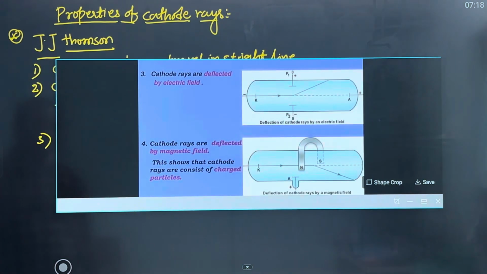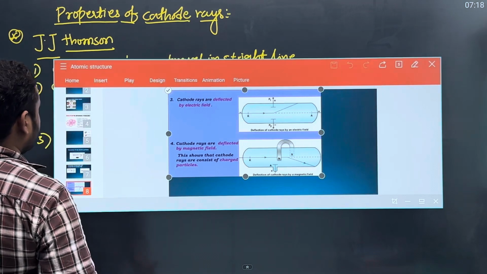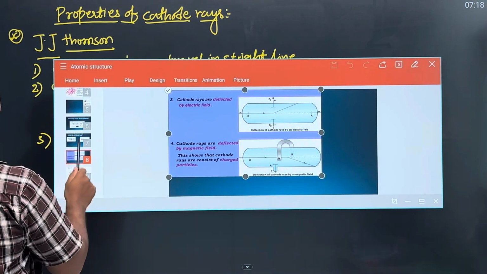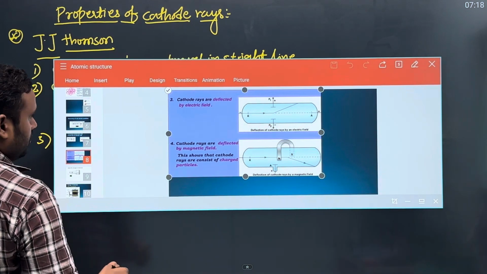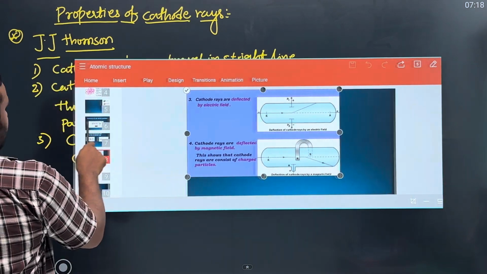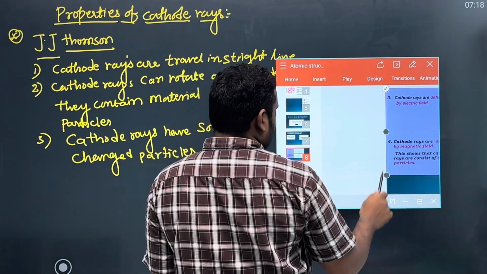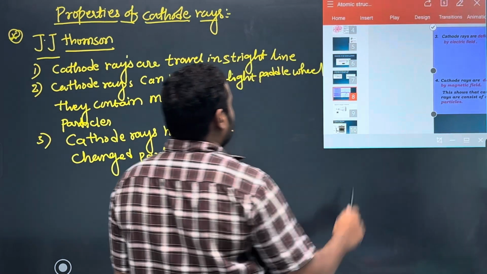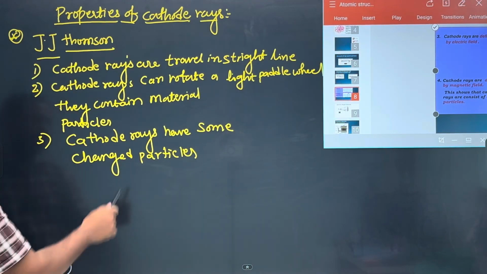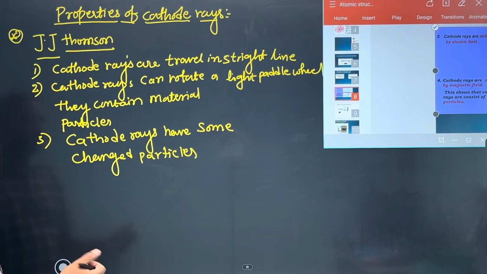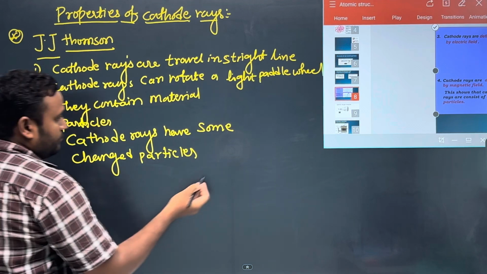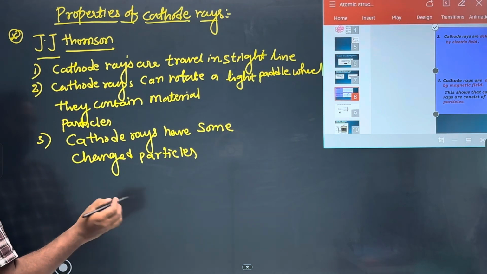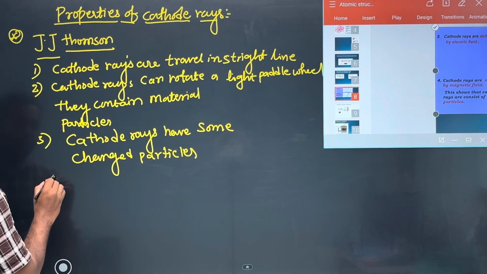Next, so cathode rays have some charged particles. How can we say that? They deflect towards the positive pole and negative pole.